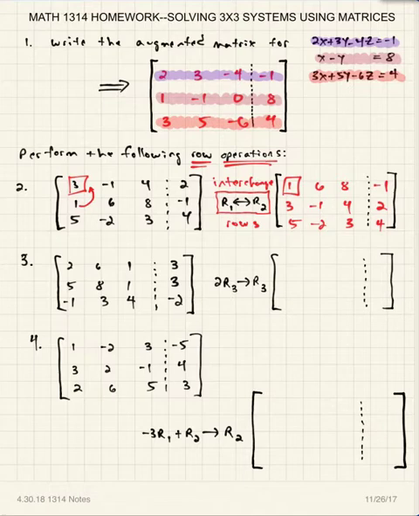And you can flip any rows? Yes, absolutely. It doesn't matter which rows you flip at all. So when I say interchange rows, any 2 rows would always be a legal move to make. Absolutely.